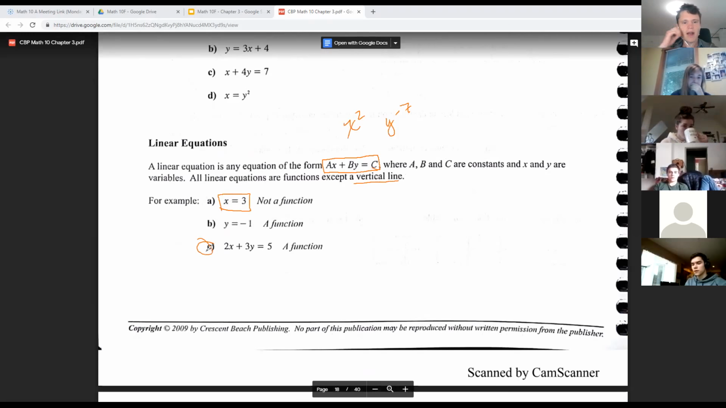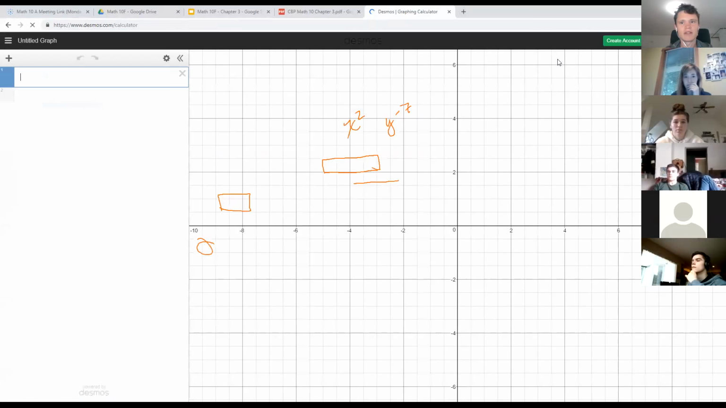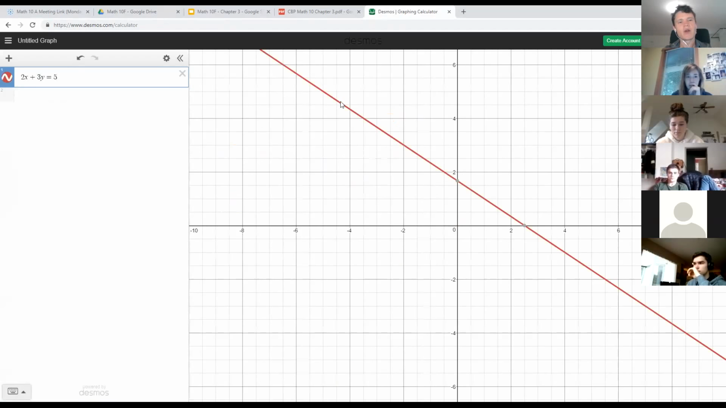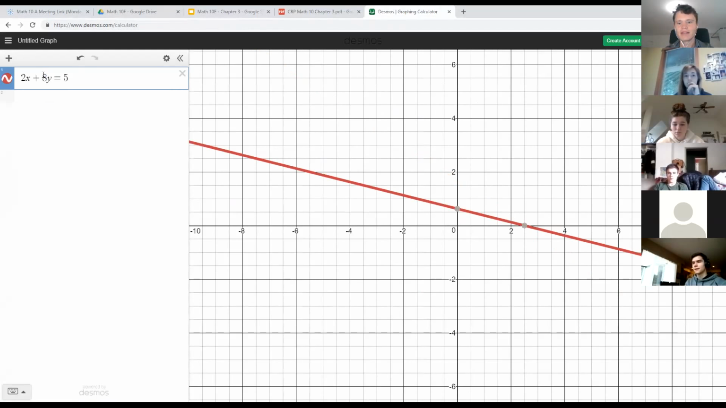So I'm just going to graph this bottom one. I'm going to graph C here, 2x plus 3y equals 5. I'm just going to do that using Desmos here. 2x plus 3y equals 5. And there we go. As we suspected, it's a straight line, right? Even if I change 3, maybe I'll put on projector mode. Even if I change 3 to, let's say, 8, it's still a straight line.